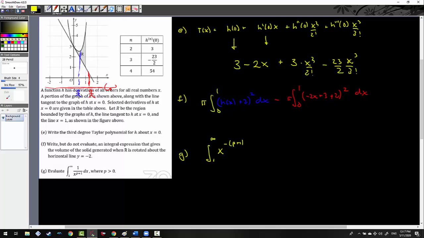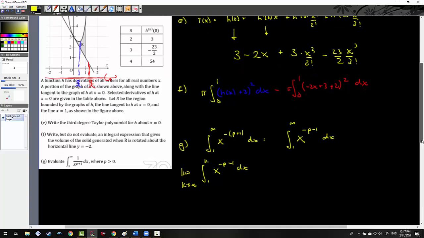So from here, what do we got? Let's simplify this thing a little bit. It's the integral from 1 to infinity of x to the negative p minus 1 dx. And since one of our limits of integration is infinity, we can say that this is an improper integral. So it's the limit as k goes to infinity of the integral from 1 to k of x to the negative p minus 1 dx. And then let's go and evaluate it.